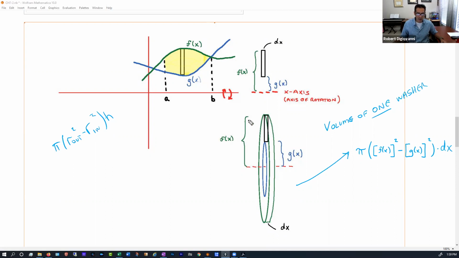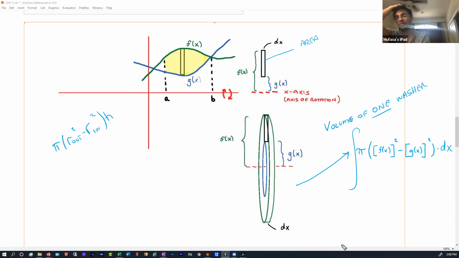Just like we did last class, we tried to find a formula for the area of one rectangle, and then we said, let's add them all up, and so we brought the integral in. What we found here is the formula for the volume of one washer. Now, what do we want to do with it? Add them all up, all the possible washers in there. So how am I going to add up an infinite number of things? Integral. I'm going to integrate this from a to b, because a to b is still where we're going to be sliding.